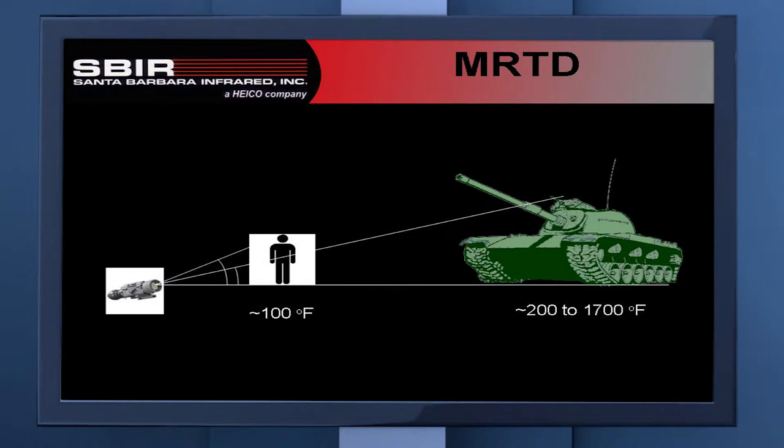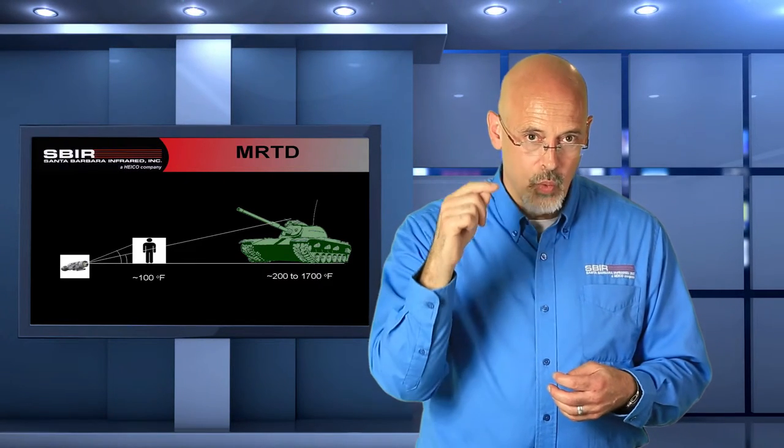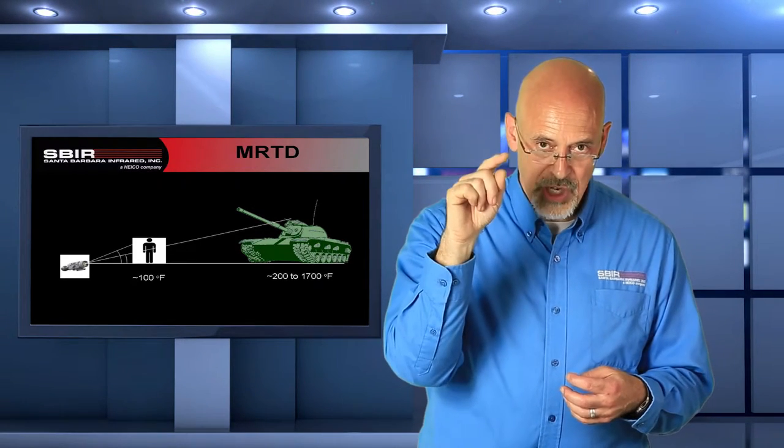That's important. But we also know the temperature of what we think we're looking at. If we're looking at a person, we know it's somewhere around 100 Fahrenheit. And if we're looking at a tank, it's somewhere around 200 to 1700, depending on whether the tank is running or not. But we know roughly the temperature, and we know the size of an object, depending on what we're looking for. Well, that tells us what our spatial frequency is, and we know what the temperature is.